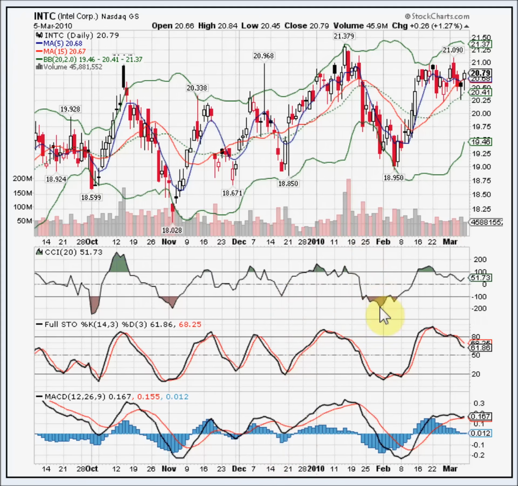Now here's a perfect example of a couple of head fake buy signals. I'll talk about what head fakes are more, but as you can see, when it finally did cross up through the minus 100 line, the CCI gave a buy signal. You would have been in right about this area. Stochastics was below the 20 line. It formed a little double bottom here, which is a chart pattern.